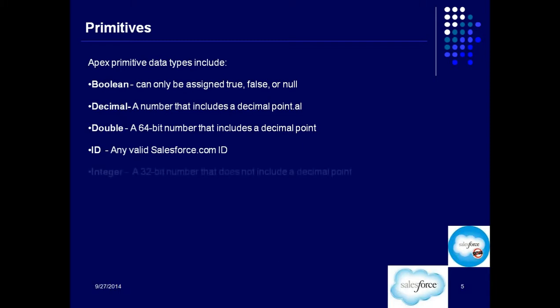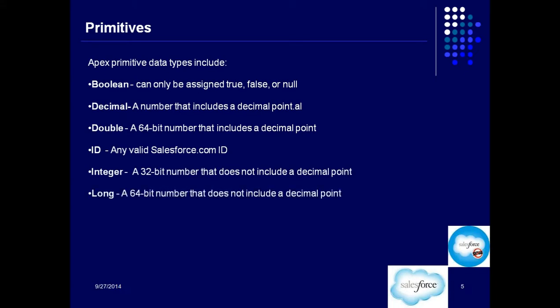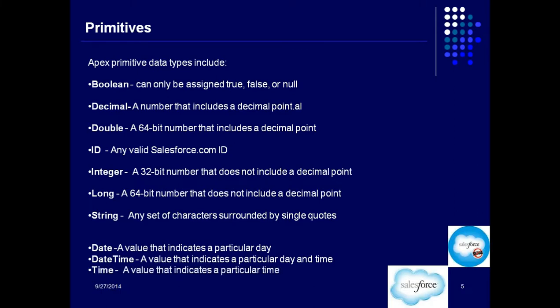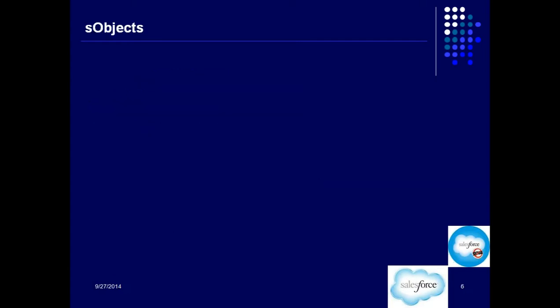Integer, the normal integer, 32-bit number. Long, a 64-bit number that does not include a decimal point. String, a normal string, a set of characters. Date, a value that indicates a particular day. Datetime, a value that indicates a particular day and time. Time, a value that indicates a particular time.